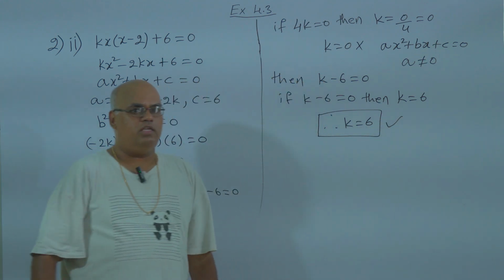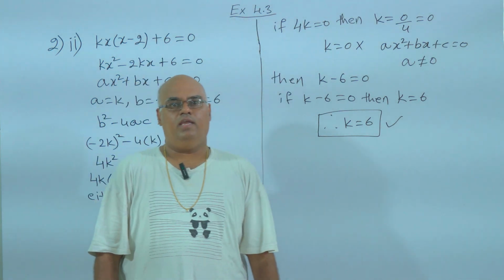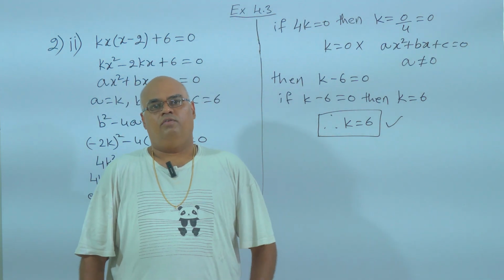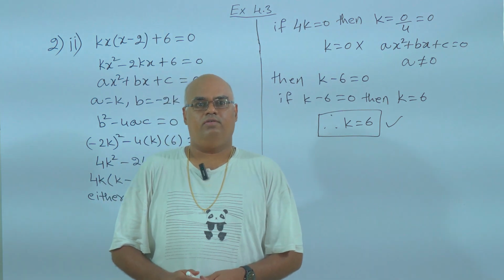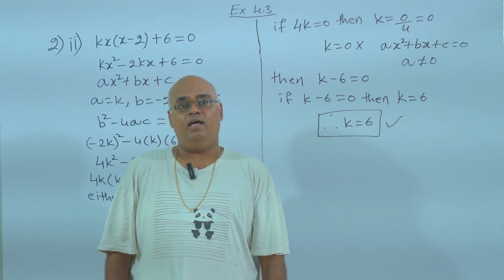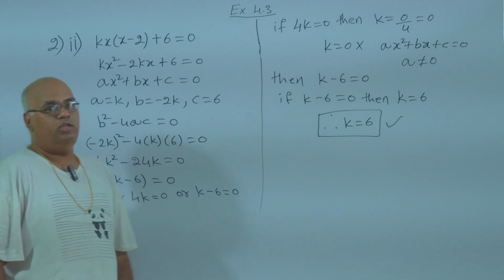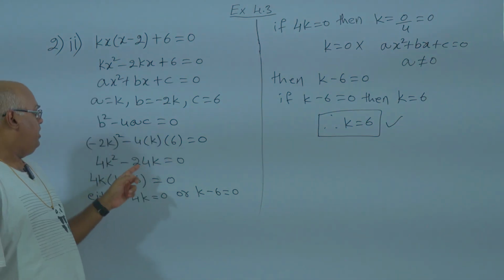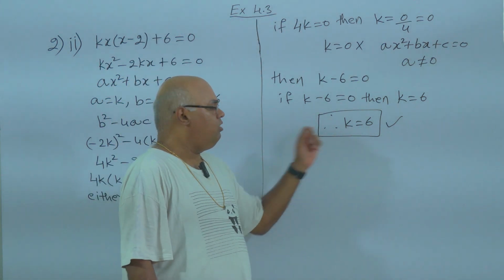So the procedure is very simple. First you will be given a quadratic equation containing k. Compare the given quadratic equation with the standard form of the quadratic equation and find the values of a, b and c. Then find the discriminant and equate it to 0. If you solve this, you will get the value of k. In this case, the value of k is equal to 6.